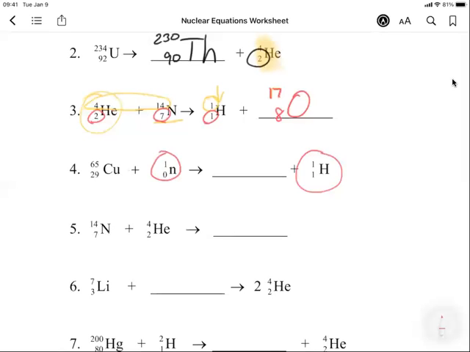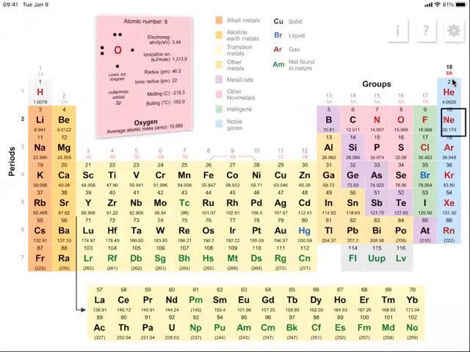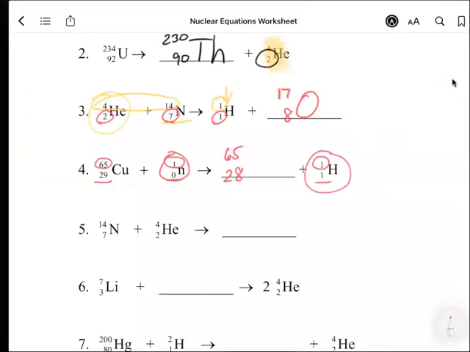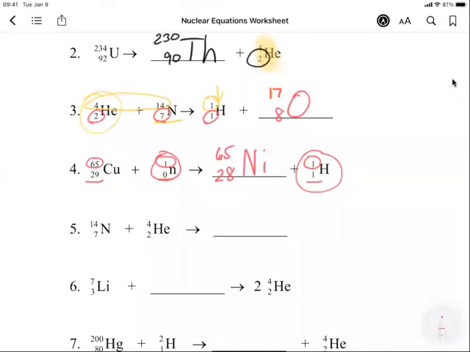So on the left-hand side, we have a mass of 65 plus 1, that's 66. But this accounts for 1, so it's still 65. And our atomic number is 29. The neutron doesn't add to that. And we've got 1 here, so this is going to be reduced to 28. And we go here, 28, that's nickel. So we go back, and it's nickel.